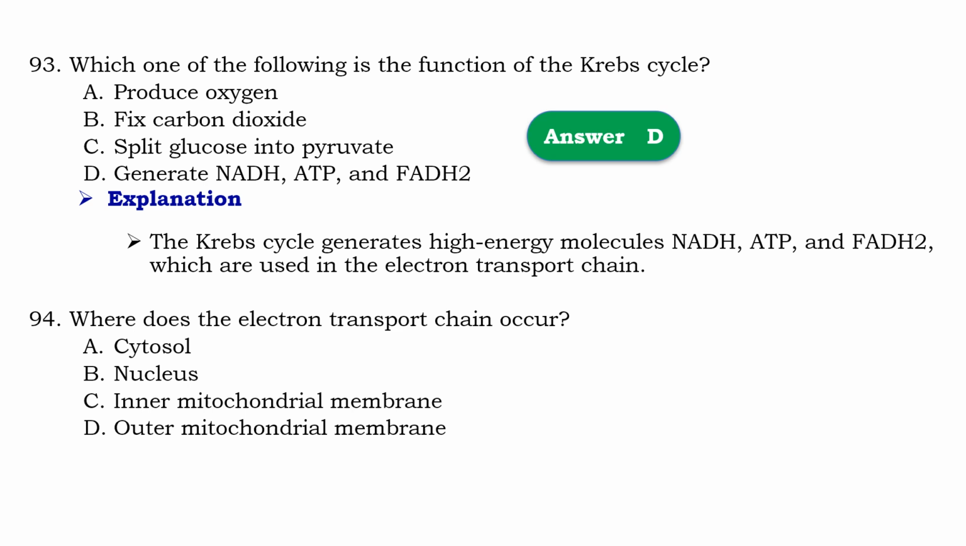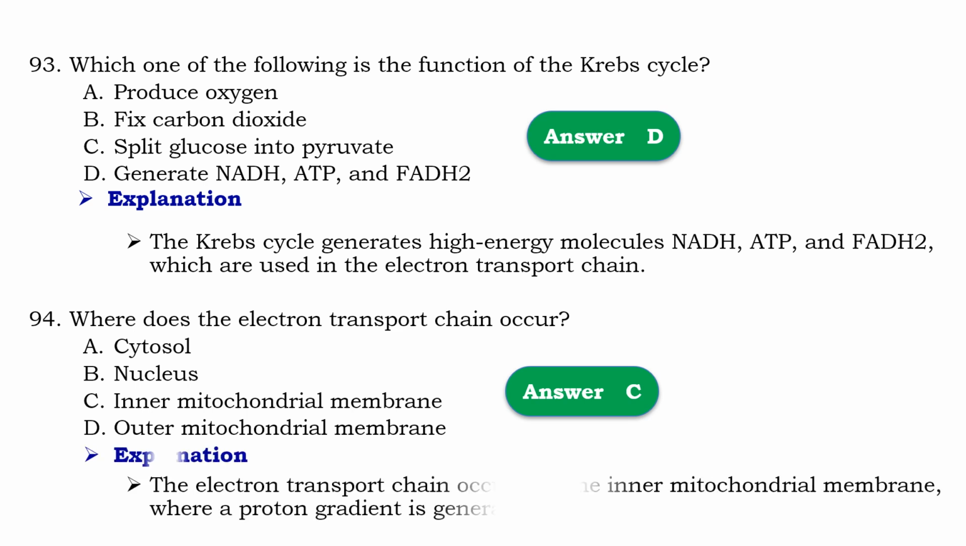Question number 94. Where does electron transport chain occur? So that should be C, inner mitochondrial membrane. It means that the electron transport chain occurs in the inner mitochondrial membrane, where proton gradients are generated.